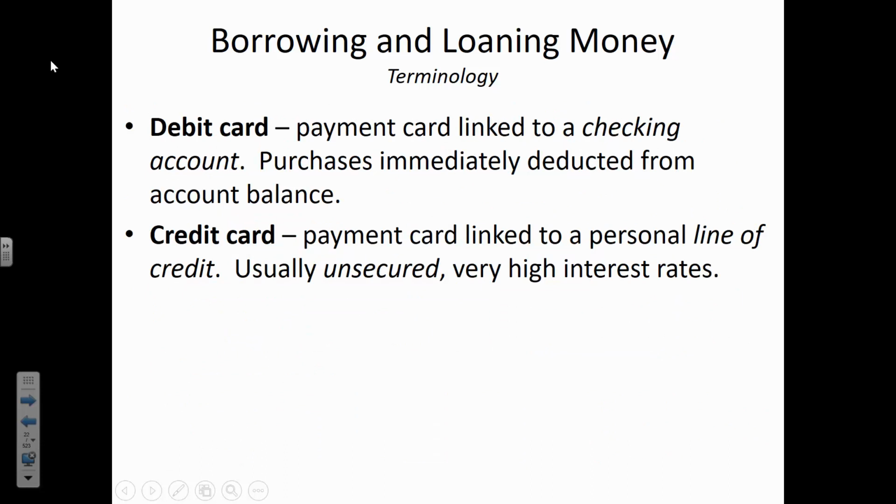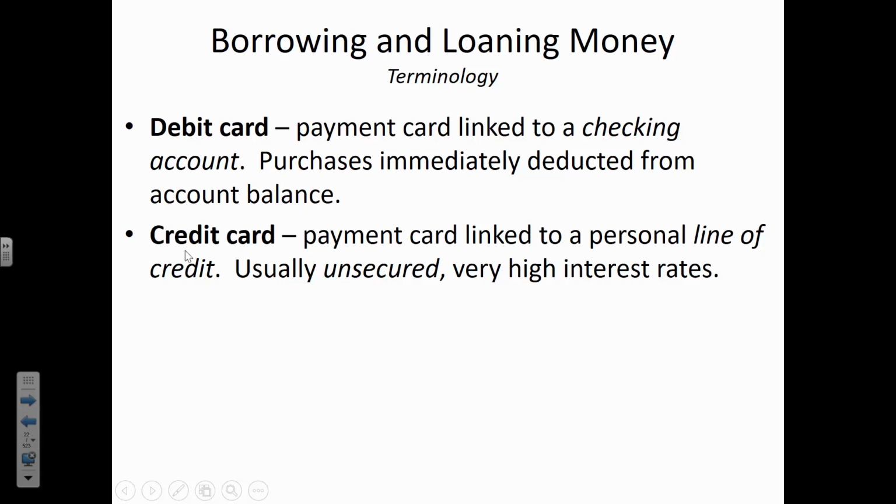So the difference between a debit and a credit card, even though it's plastic that you carry in your wallet and it can be used in the same places, is that when you're spending money that's linked to a debit card, you're spending your money, and it comes directly out of your checking account on an immediate basis or within 1 or 2 days.